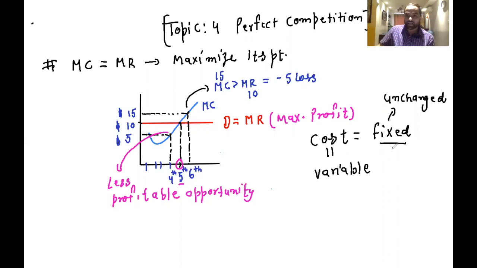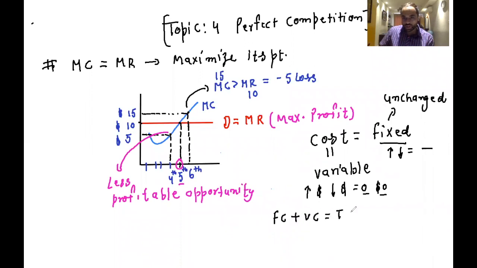Variable cost is the cost that changes as your production changes. Production increases, more cost. Production decreases, less cost. No production, no cost. With fixed cost, high production or low production, your cost is fixed and stable. With variable cost, high production, high cost; low production, low cost; zero production, zero cost. And remember, fixed cost plus variable cost is the total cost.